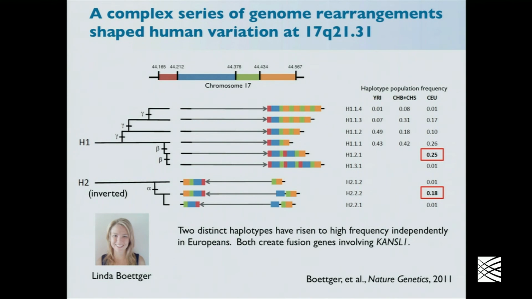And Linda Becker did a lot of work to identify at least 9 different haplotypes segregating in the human population, and found, very interestingly, that there were 2 haplotypes. This H1 and H2 here is showing the 2 inversion states. There were 2 haplotypes, one on each inversion state, which means they don't recombine with each other, that are almost exclusively found in Europeans and have gone to quite high frequency, and both of them actually create a fusion gene involving cancel-1. I don't think this has been definitively linked to phenotype yet, but it strongly suggests that there was some sort of selection going on at this locus, although we don't know exactly why.